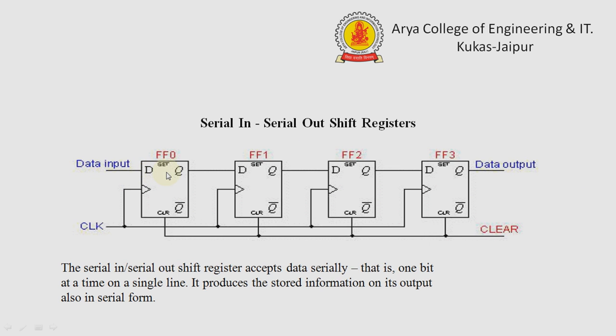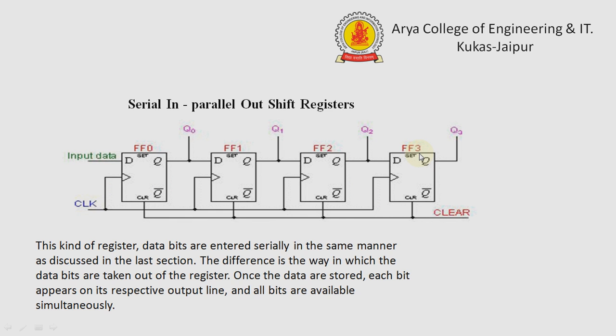First, this input gives the output to this flip-flop, and the output of this flip-flop goes to the input of this flip-flop. Then this flip-flop's output is given as the input to the next flip-flop, and flip-flop 2's output is given as the input of flip-flop 3, which gives the data output in serial form. It means the communication is in serial form from flip-flop 0 to flip-flop 1, then flip-flop 2, then flip-flop 3.